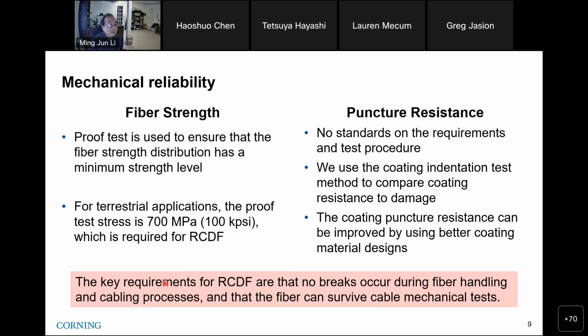But I think the most important requirement for RCDF is no breaks, when you handle the fiber and make it into cable. After you make it into cable, you have additional protection layers, so the coating becomes less important.